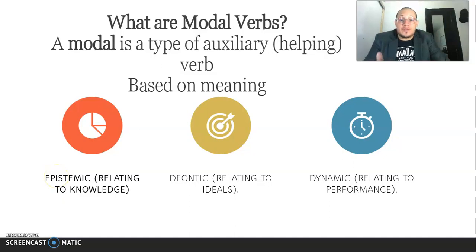We have the first family, which is the epistemics. They all relate to knowledge. We have another family, which is the deontics. They relate to ideals. And the dynamics relate to performance.